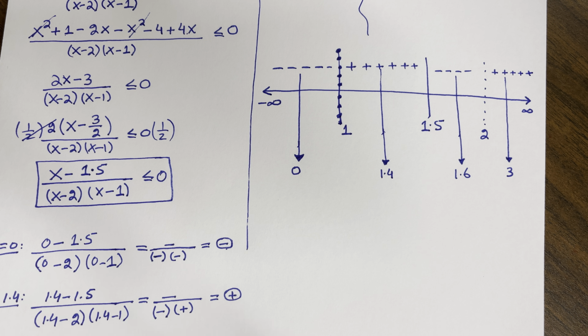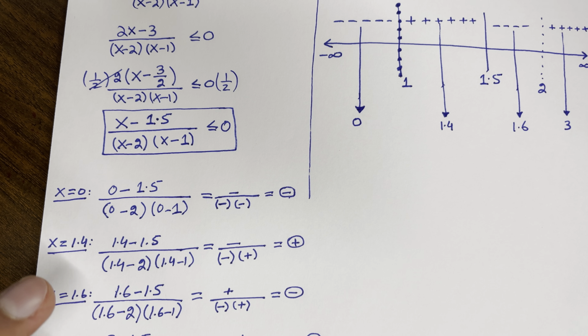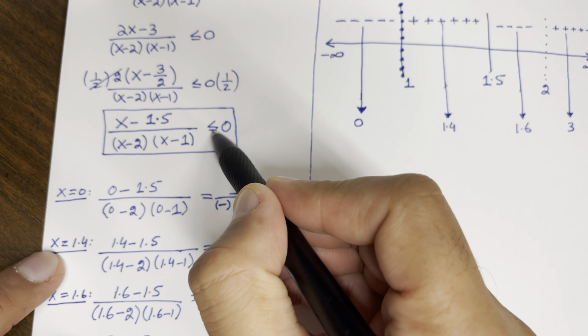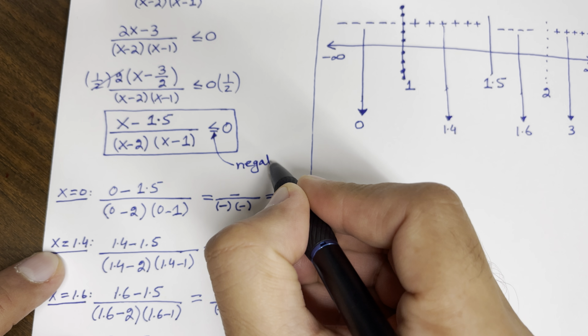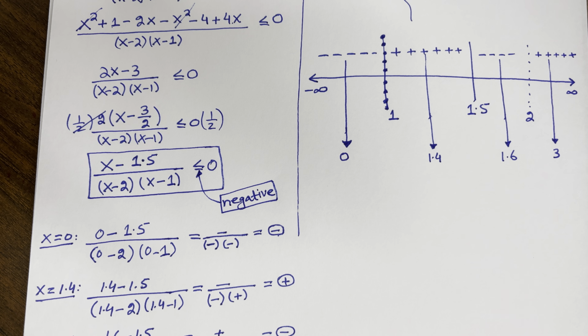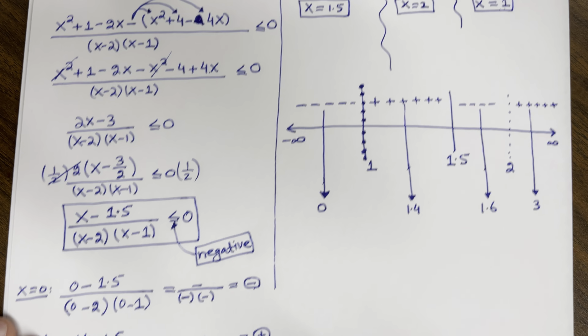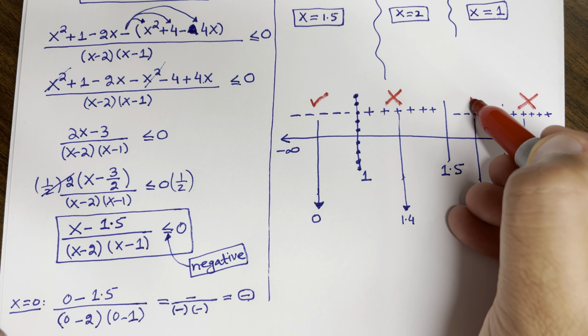Now if you look at this final inequality, it says less than or equal to 0. Less than or equal to 0 means negative. So the regions where our test value gave us negative are our answers, and the others are not our answers.